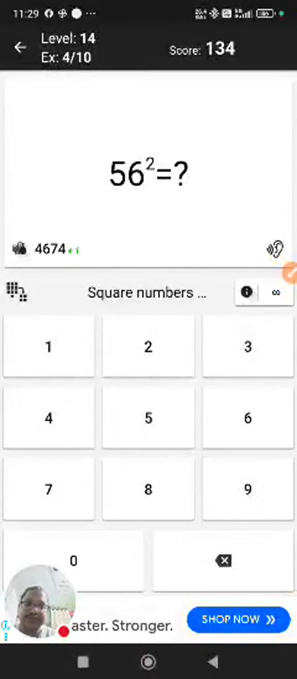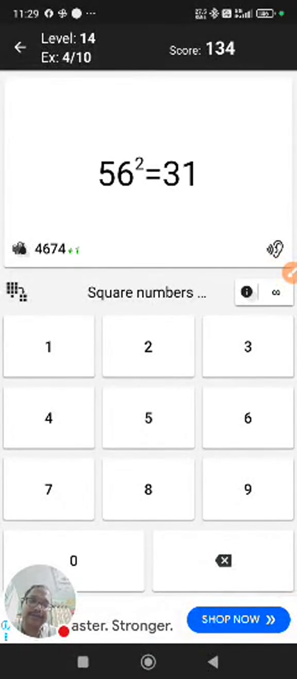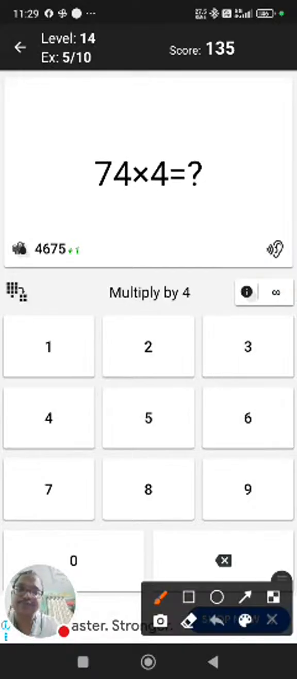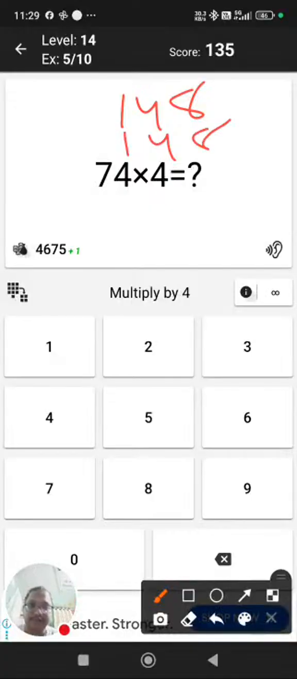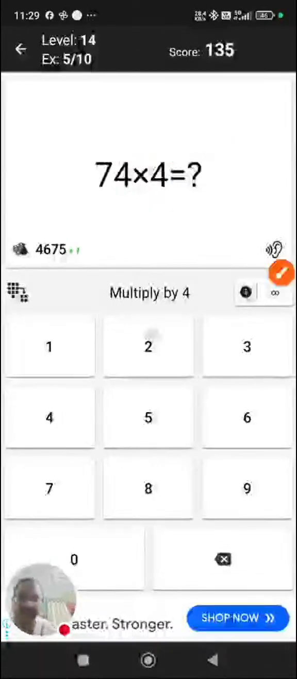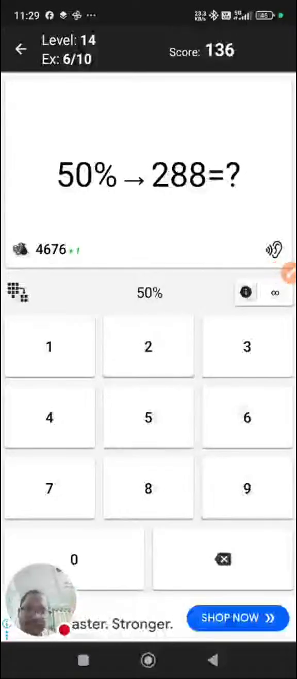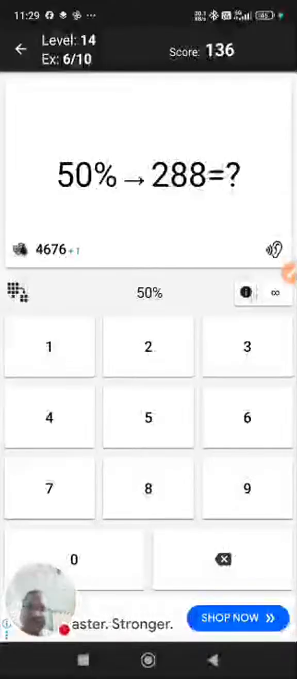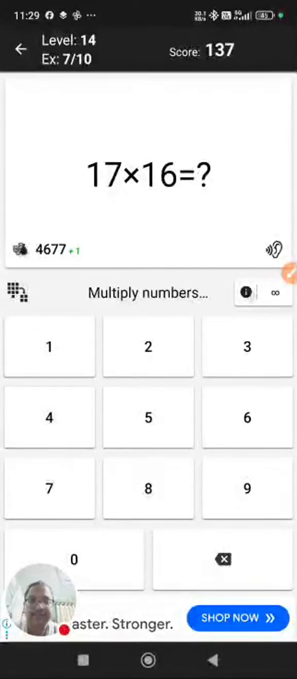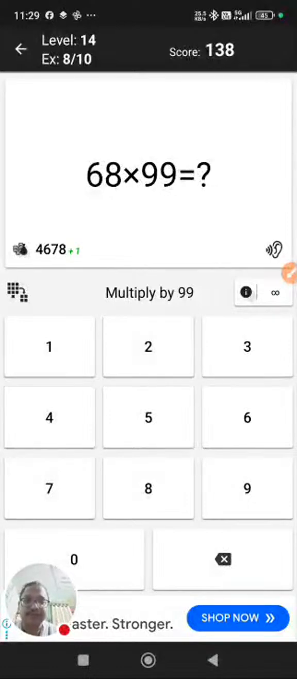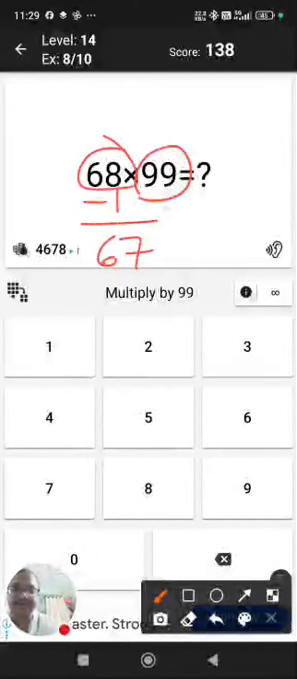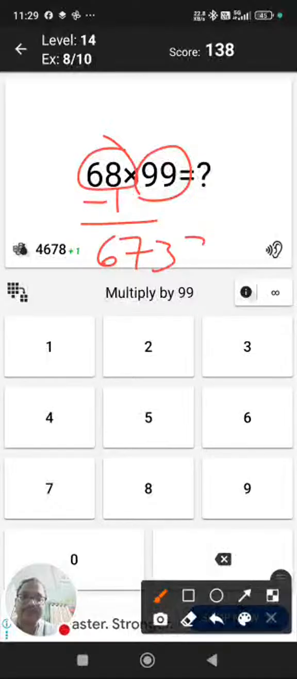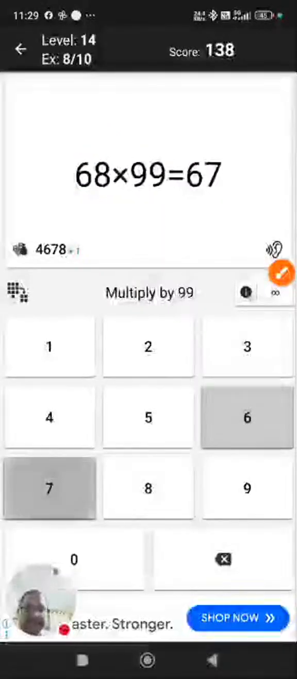56 square. This will be 31 and 6 square, 36. First we do into 2 times. 74 2 times will be 148. Again 2 times, which will be 148 plus 148, which will be 296. 296 is our answer. Percentage value will be half of 288, which will be 144. Next one, this will be 272. Here we see 99. So we subtract 1 from this one, we get 67, and subtract this from 100, we get 32. So 6732 is our answer.